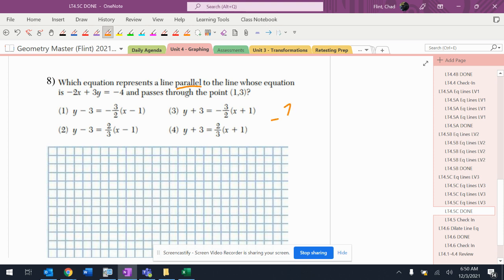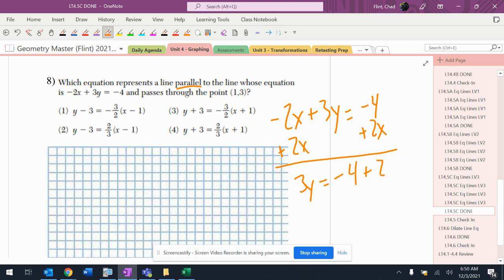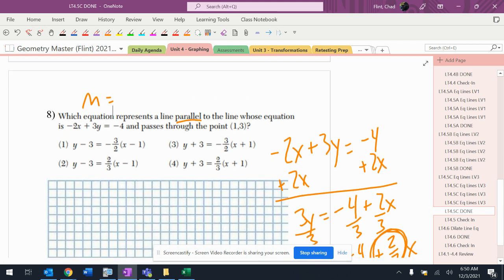It gives me an equation. So probably I'm thinking, all right, well, I've got to solve this for y so I know the slope. That would make sense because I need a slope to write an equation of a line. I get 3y equals negative 4 plus x, 3y equals negative 4 thirds plus 2 thirds x. So there's the slope. So my parallel slope is 2 thirds.